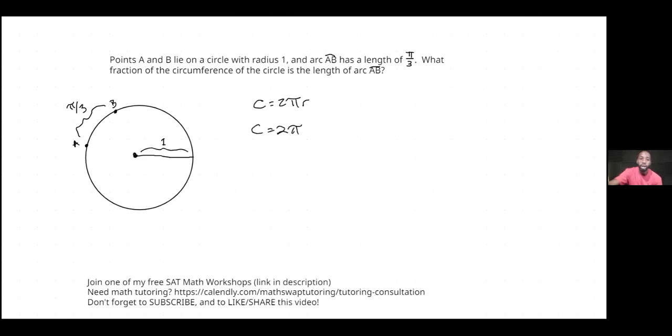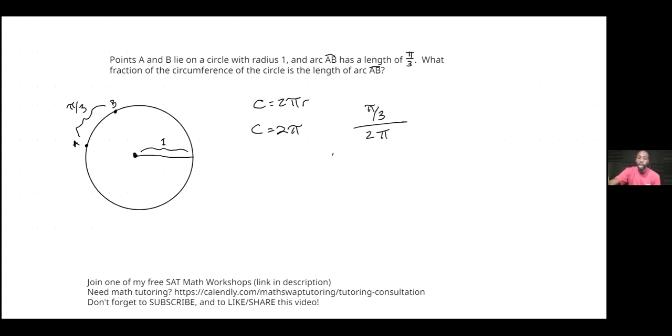okay? Now, because this arc is pi over 3, the fraction of the circumference of the circle represented by arc AB, the length of arc AB, is going to be pi over 3 over 2 pi. So the arc length over the total circumference. Now, we need to simplify this.